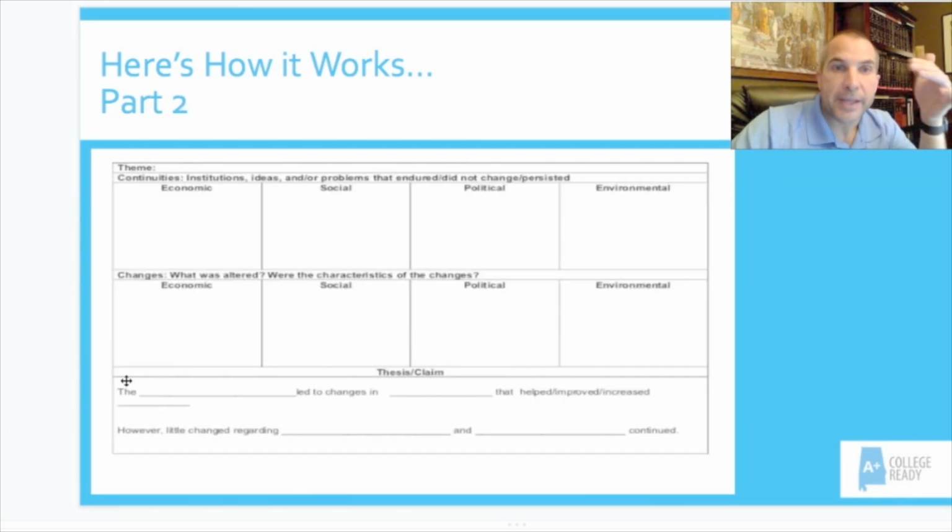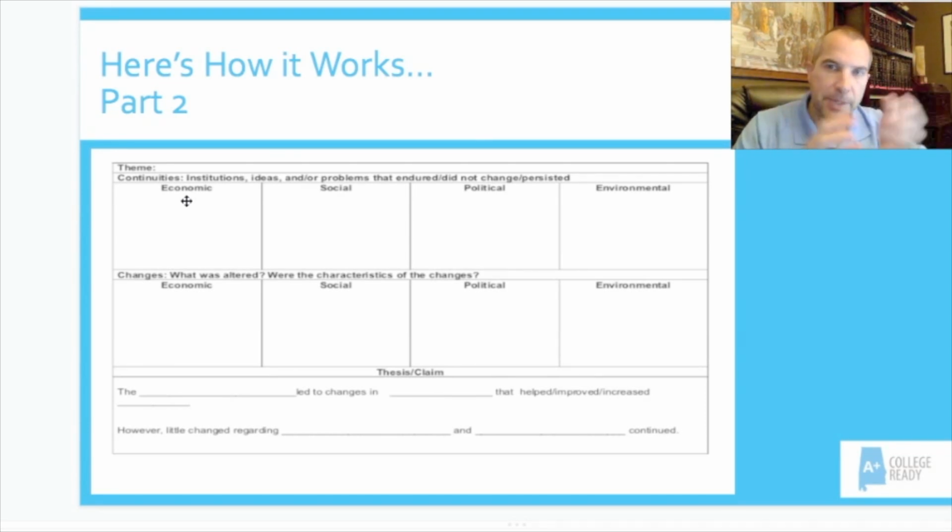So page 2 of the template is where they begin to break it down. After they've looked at the timeline, picked out some of those key years and provided some explanations, we're going to have them take this ESPN approach: what are the economic, social, political, and environmental factors? How do we organize? And again, some of these boxes will be left blank because the evidence might not be there.